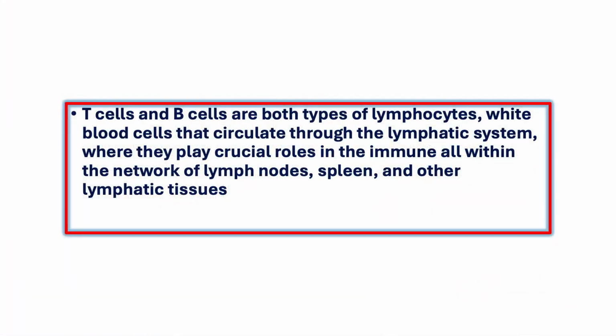So another important part that you have to consider is that the T cells and the B cells, which are a type of lymphocyte, rely on circulating in the lymphatic system, and they play a crucial role in the immune system. And they're all within the network of the lymph nodes, the spleen, and the other lymphatic tissue.